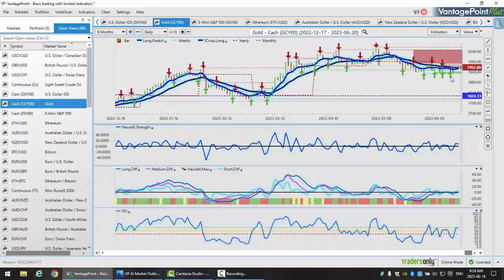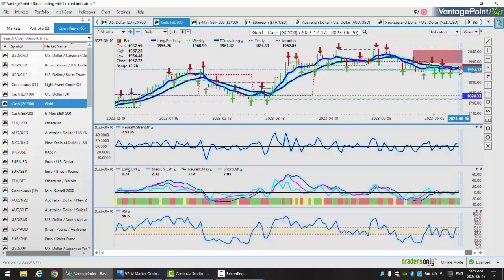Now, if we look at gold contracts here, gold is starting to show a little bit of momentum to the upside, but not a lot. We're looking for that predicted RSI of 59.6 to break above 60, and our predicted differences to start moving up so we can build some momentum here.